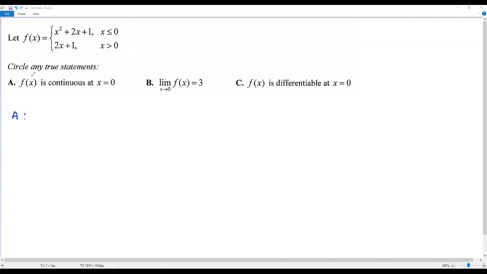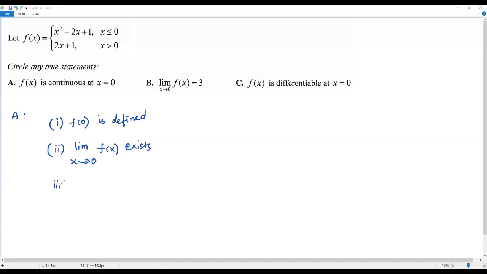To check whether the function f of x is continuous at x equals 0, I have to verify three conditions. The first condition is I have to plug in this 0 for x over here. Then I'm getting f of 0. The value of f of 0 has to be defined. Let me write that over here. And now in my second step, I have to evaluate the limit as x approaches this value, that is, the limit as x approaches 0 of f of x, and it must exist. Let me write that over here.